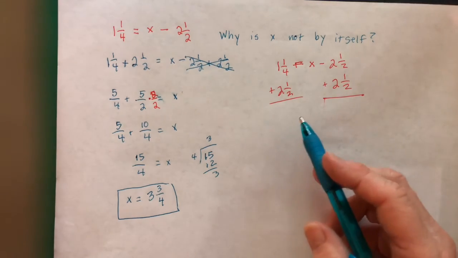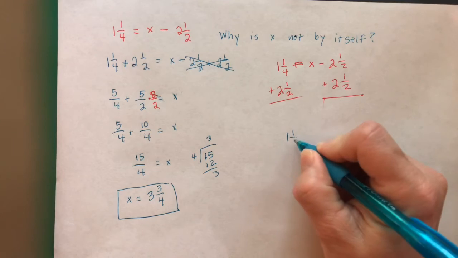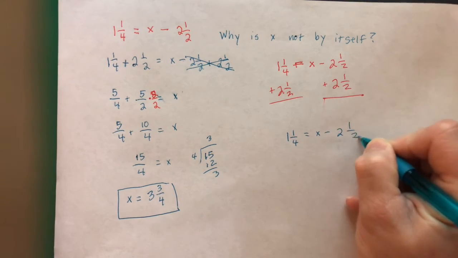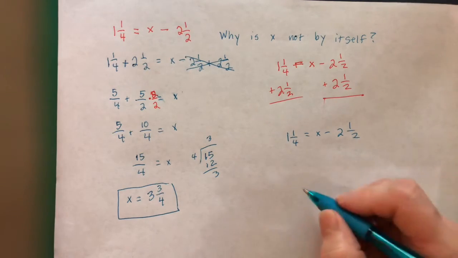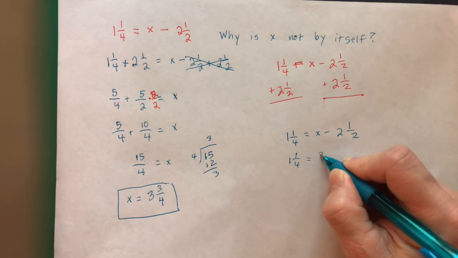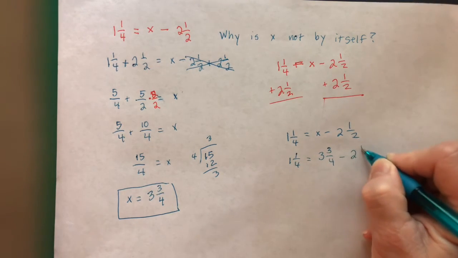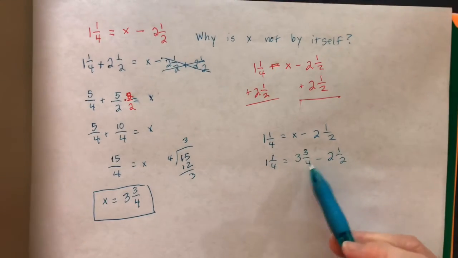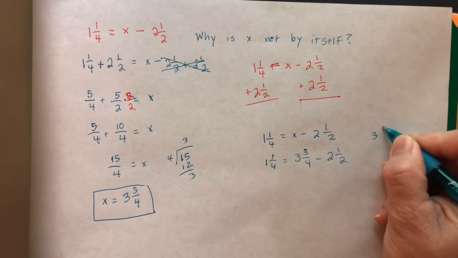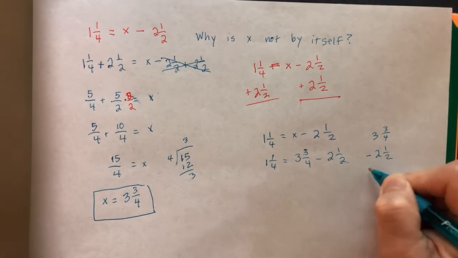Okay, now what I'm going to do next is check it. 1 1/4 equals x minus 2.5. And this is going to be 1 1/4 equals 3 3/4 minus 2.5. Now, we can do this using improper fractions, or I can go over on the side. This time I'm going to go over on the side. 3 3/4 minus 2 1/2.